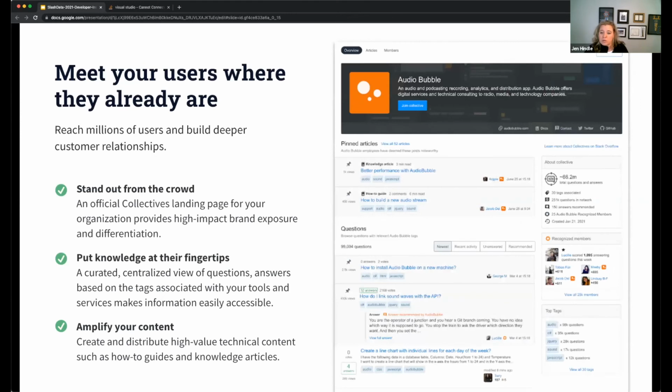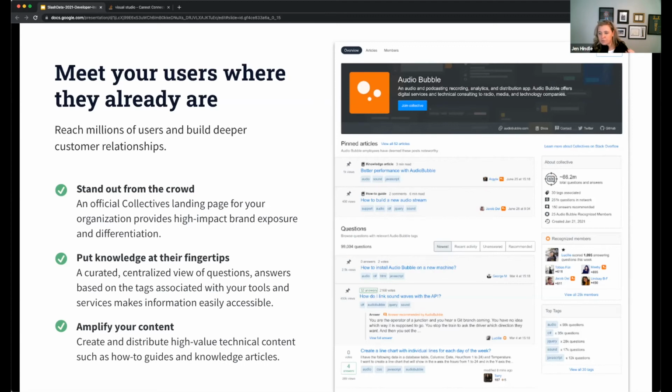Thanks. And it also really gives you the opportunity to meet users where they already are. So we know David mentioned that developers are coming to Stack Overflow on the regular. So you really have the opportunity to reach millions of users and build deeper customer relationships. So with collectives comes a collectives landing page, and this really gives you a home base on Stack Overflow, and that's something that organizations haven't had in the past. And what that landing page does is it really curates and centralizes all of the content that's associated with the tags that are associated with your technologies and products and services on Stack Overflow. So it brings everything into one place.